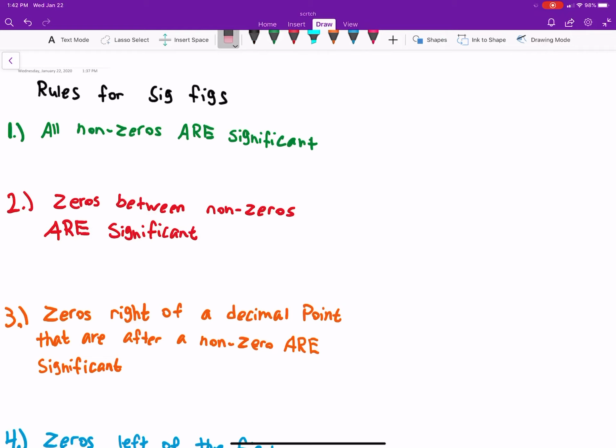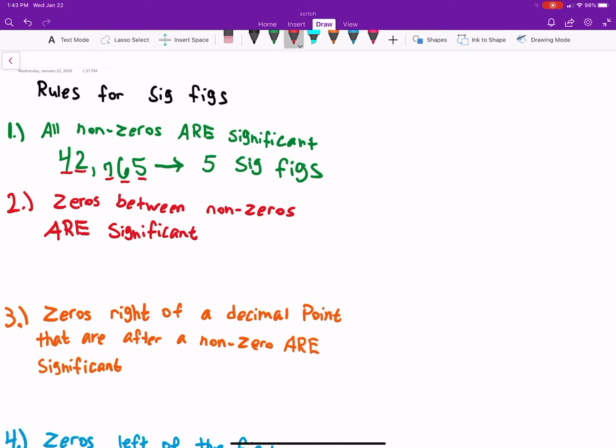So, for example, 42,765. That has 5 sig figs, often abbreviated. All these are non-zeros. They're significant.